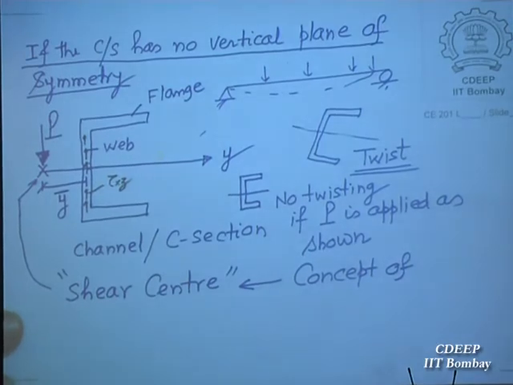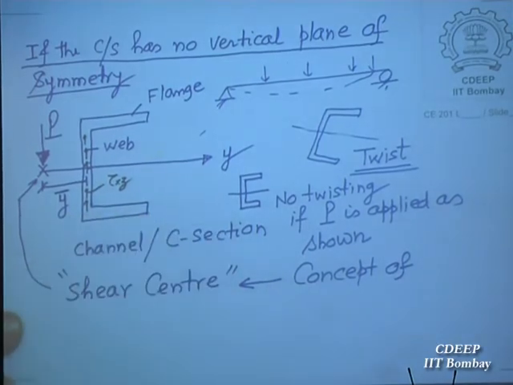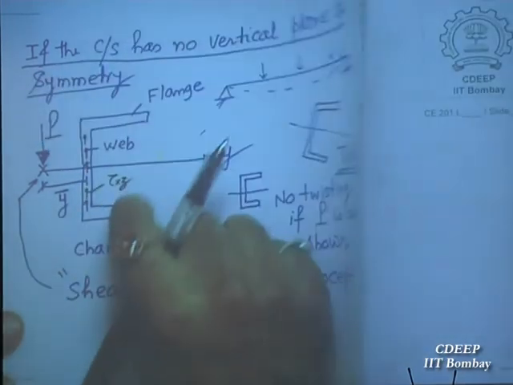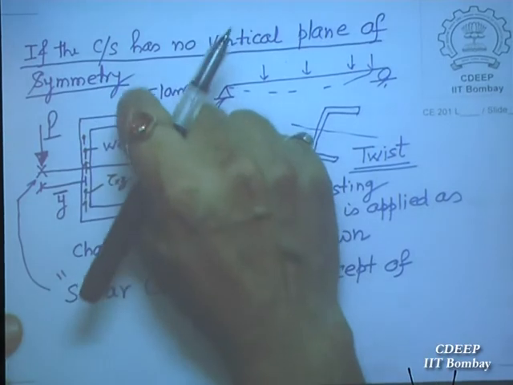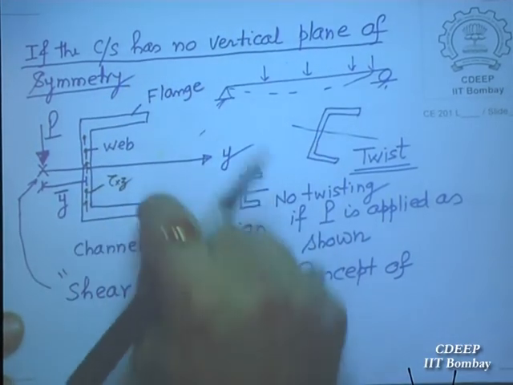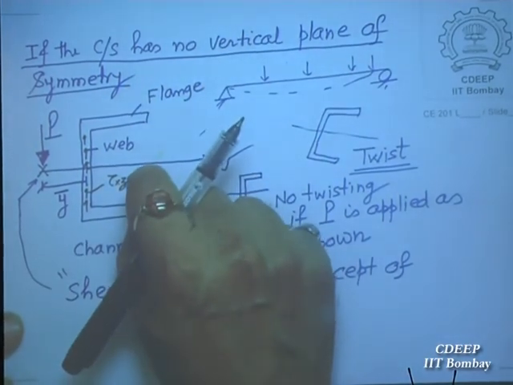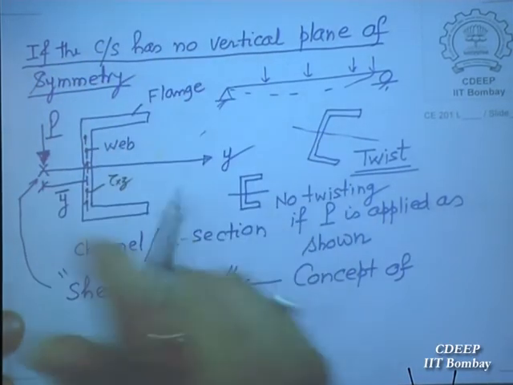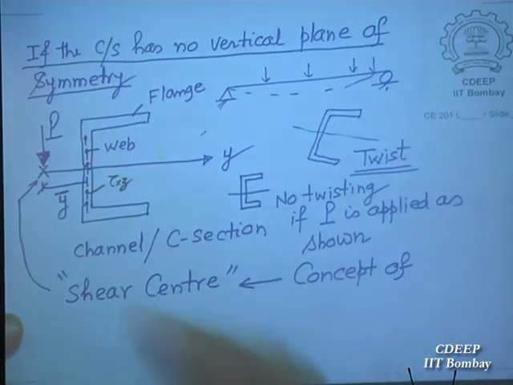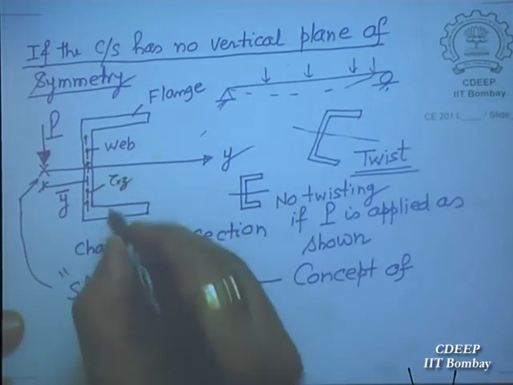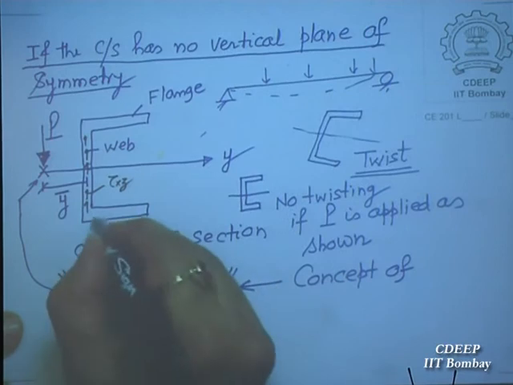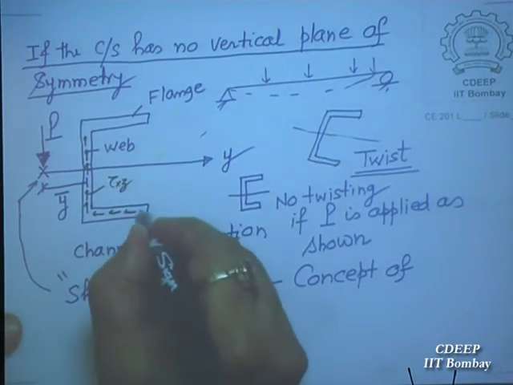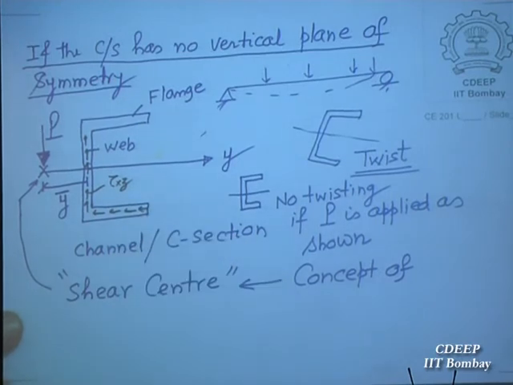In this flange of course there will also be vertical shear xz. But because the depth is so small, it will have more or less the same value throughout. But there is one more shear that is acting on this. If I take this, what is this shear? This direction.